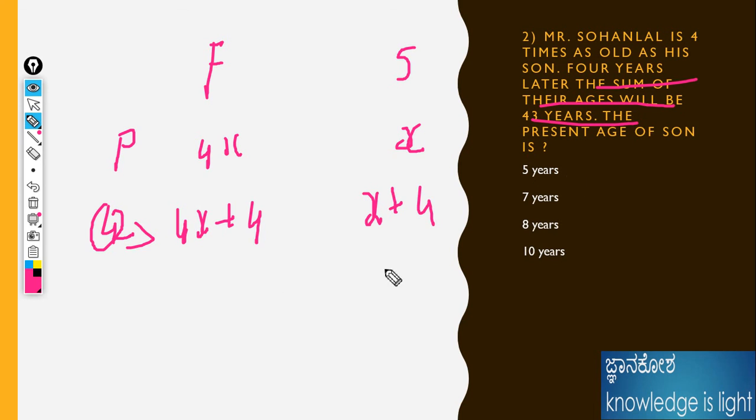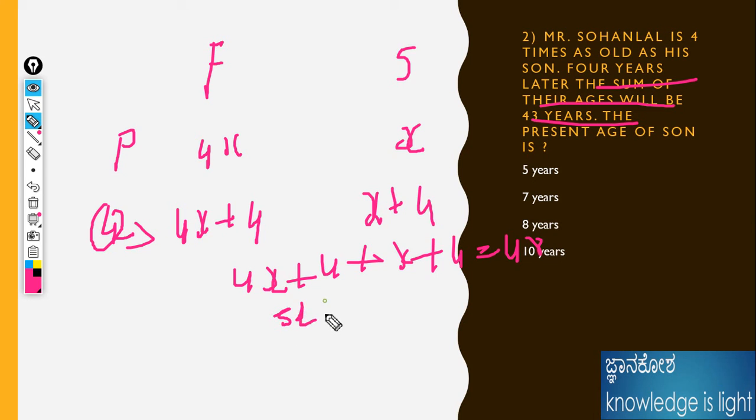Then the sum of their ages, we add both of the things. 4x, okay, I will maintain it, don't confuse. 4x plus 4 plus x plus 4 is equal to 43. The sum of the ages is 43, therefore 5x plus 8 is equal to 43. Therefore 5x is equal to 43 minus 8, which is 35, so x is equal to 7. Understand? 5 times 7 is 35.